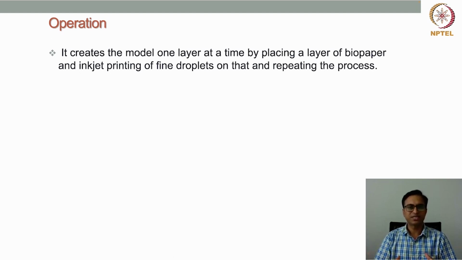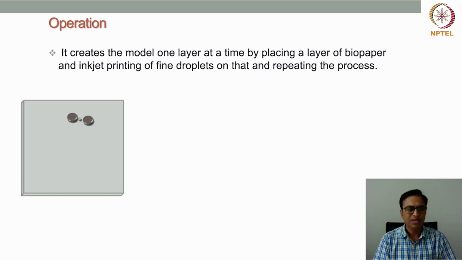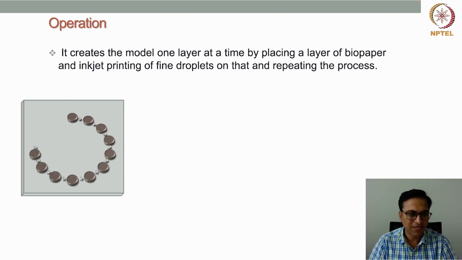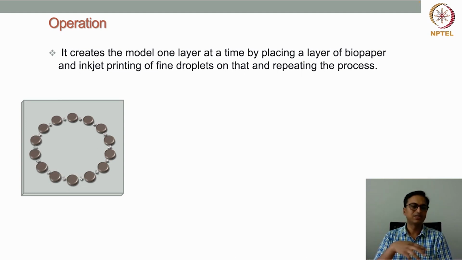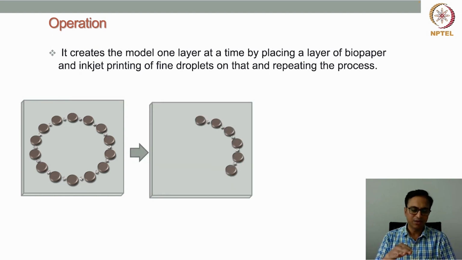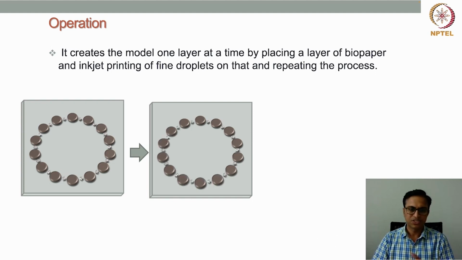The droplets are patterned, and then the next layer of biopaper is placed, and the droplets are patterned again. In this case we have shown a spherical pattern, but any type of pattern can be created. It can be square, spherical, or whatever the design requires. Accordingly we can create the patterns. Then another layer of biopaper is put on top of that, so the first layer is done.